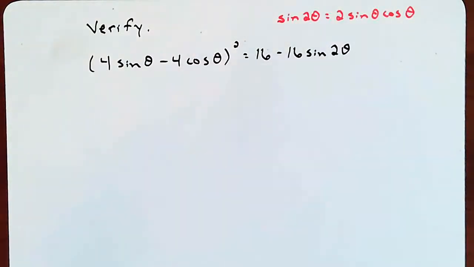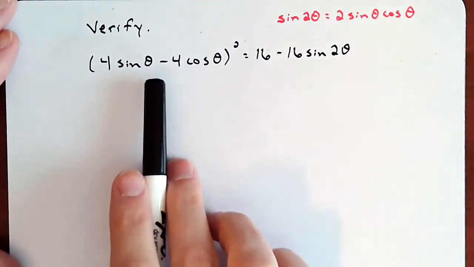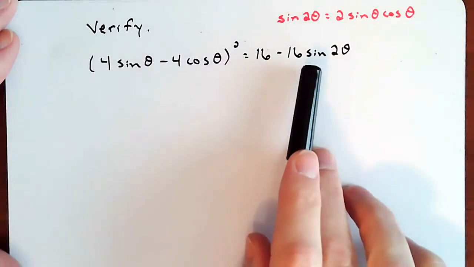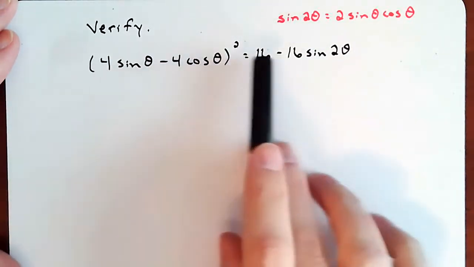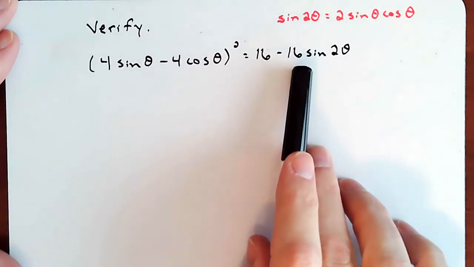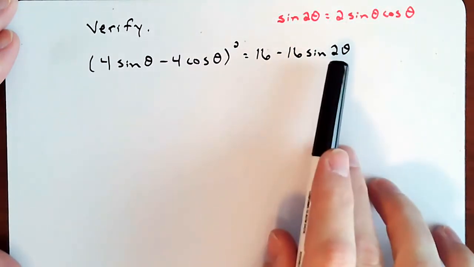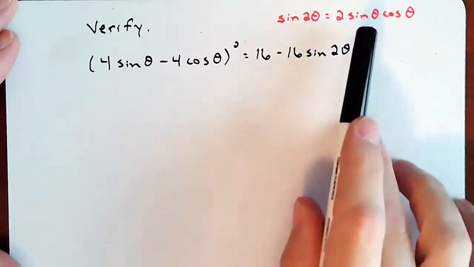In this example, we are going to verify a trig identity. And so we have the left side, we have the right side. We're going to mess with the left side to see if we can get it to equal the right side. Now, on the right side, I noticed that I have a double angle identity.